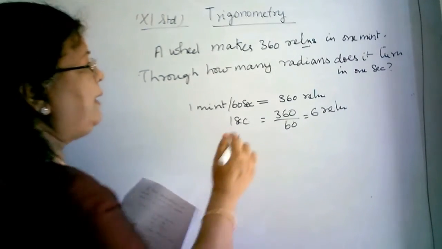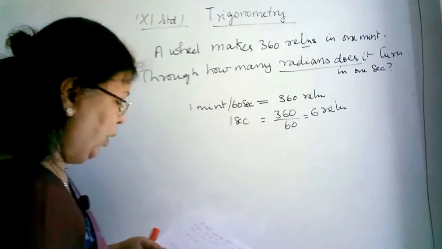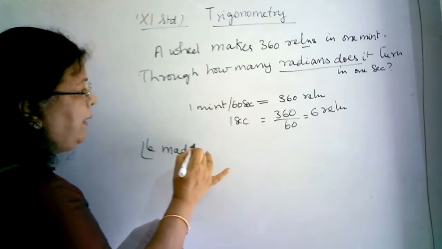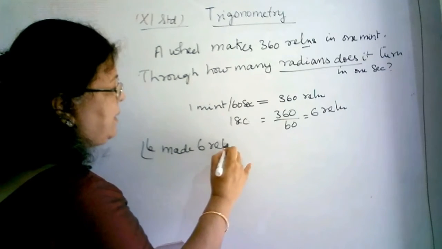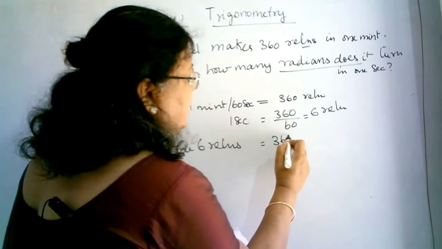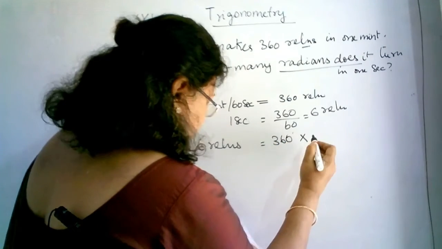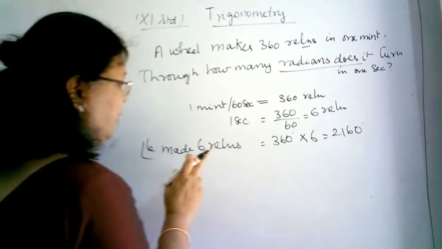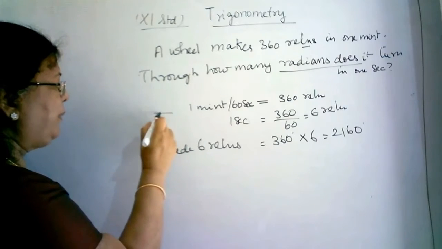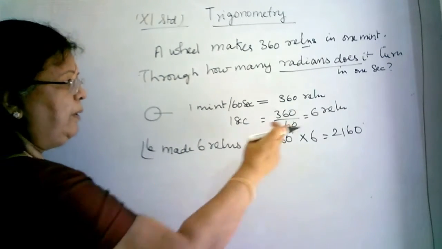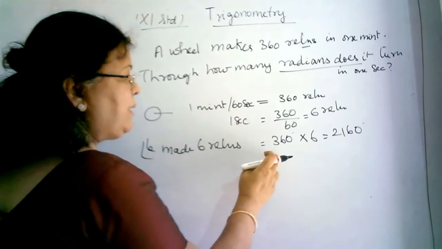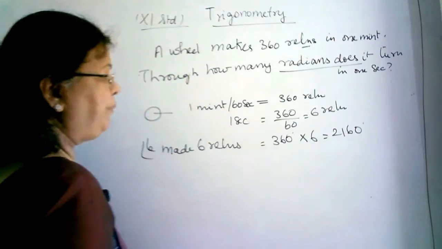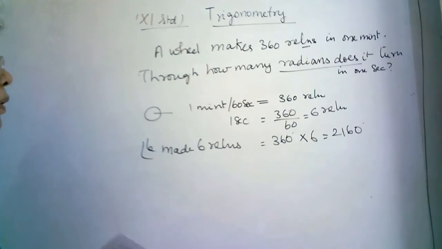But we want it in radians. The angle made by 6 revolutions will be 360 into 6, which is 2160. One revolution covers 360 degrees, and we have 6 revolutions, so it covers 2160 degrees. Now we want it in radians.